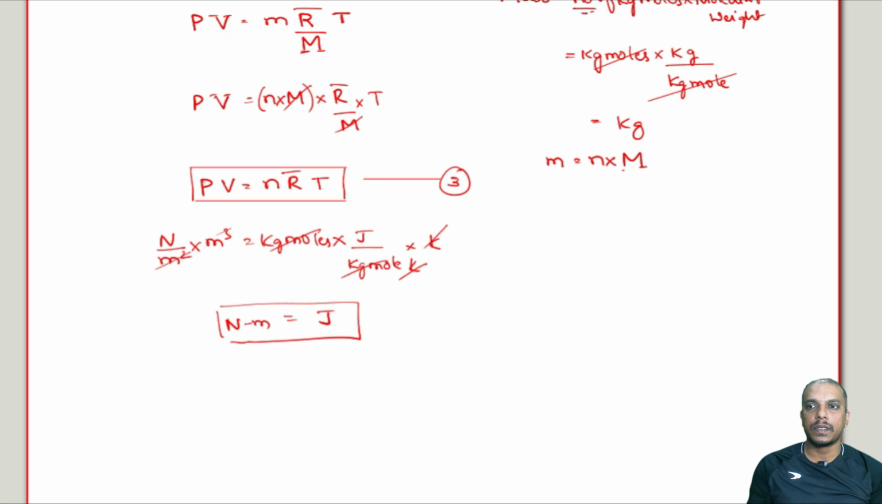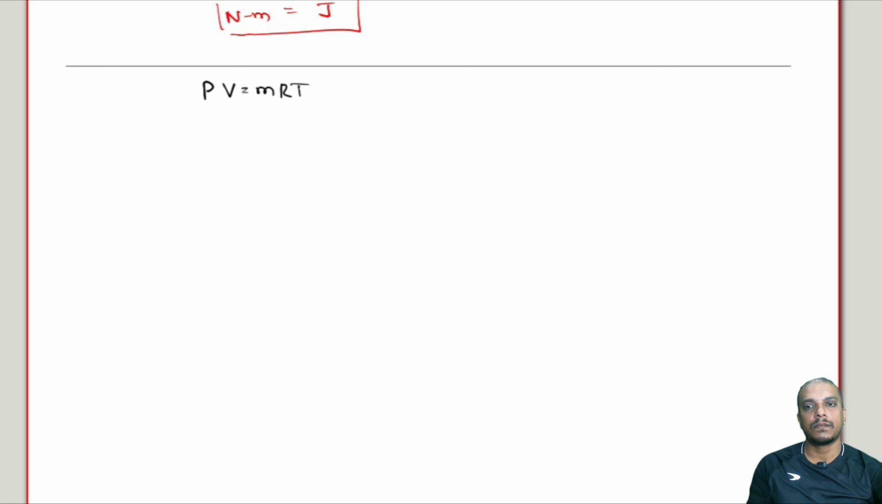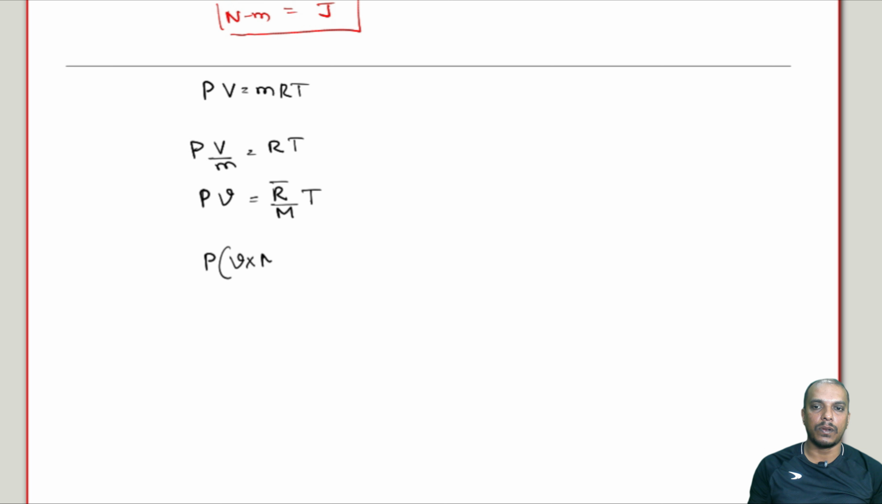There is one more way by which we can rewrite this equation. I will start with the same equation again, PV is equal to mRT. Now I will send this mass here, so volume by mass is equal to RT. This volume is now specific volume, volume by mass. Now R can be written as R bar by M into T. Now this molecular weight, I will send to the left side: volume into molecular weight equals R bar and T.